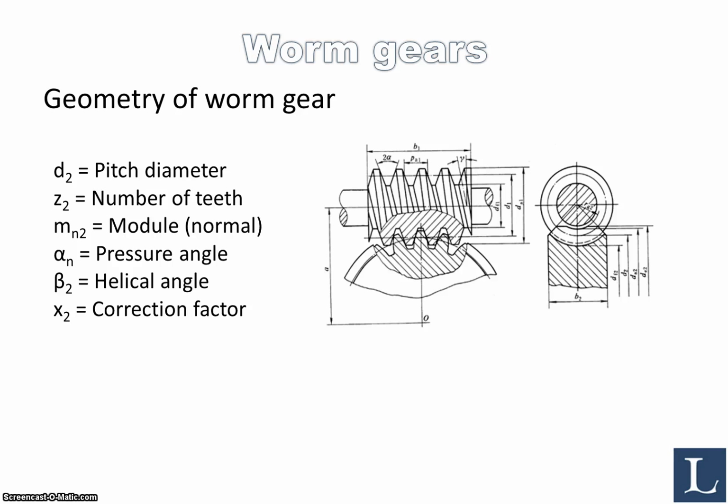If we look at the worm gear, we also have a pitch diameter. We have Z, the number of teeth, obviously, the normal module Mn, the pressure angle, the helical angle, and we may also, though not necessarily, have a correction factor x2. Since the worm is in essence a rack, like in a rack and pinion system, where the correction factor doesn't play any role, there is no correction factor x1 defined for the worm. There's only one, x2, defined for the worm gear.